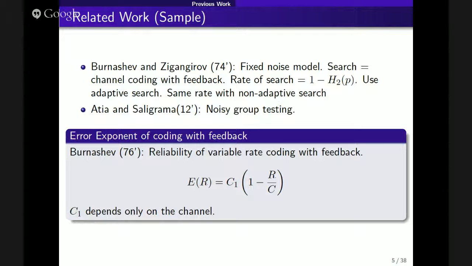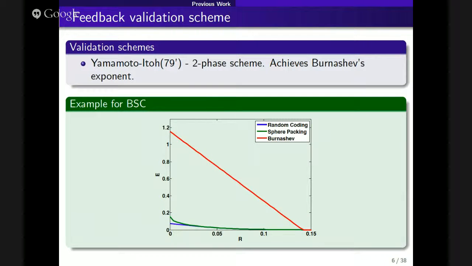And we'll see it in a second. So if I just draw, for example, for the binary symmetric channel, the known exponents, so without feedback, the exponent is not known. We have an upper bound and a lower bound. The lower bound is the random coding bound. The upper bound is the sphere packing bound. So these are the blue and green lines here.